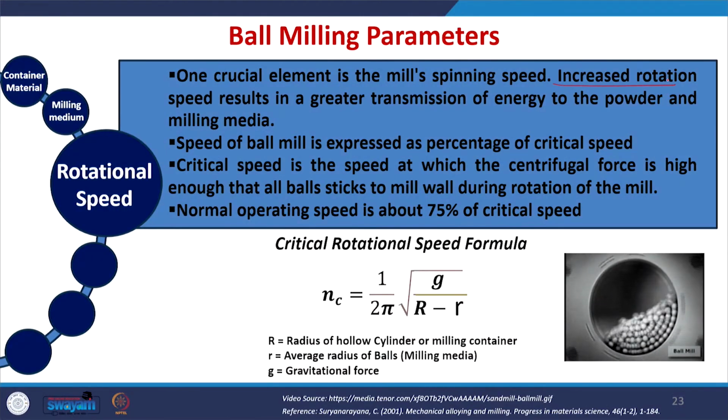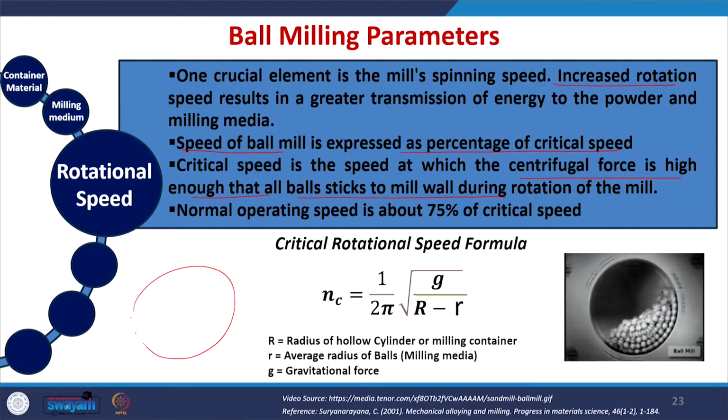The next important parameter is the rotational speed. With increased rotation speed, it will produce greater transmission of energy to the powder and milling media. The speed of the ball is expressed as a percentage of critical speed, and critical speed is the speed at which centrifugal force is high enough that all balls stick to the mill wall during rotation of the mill.